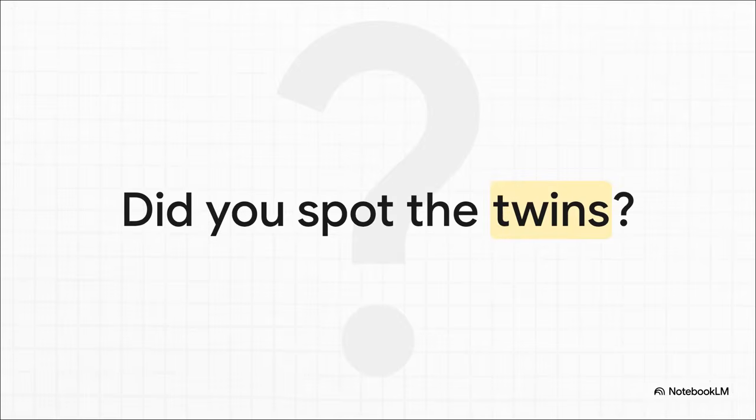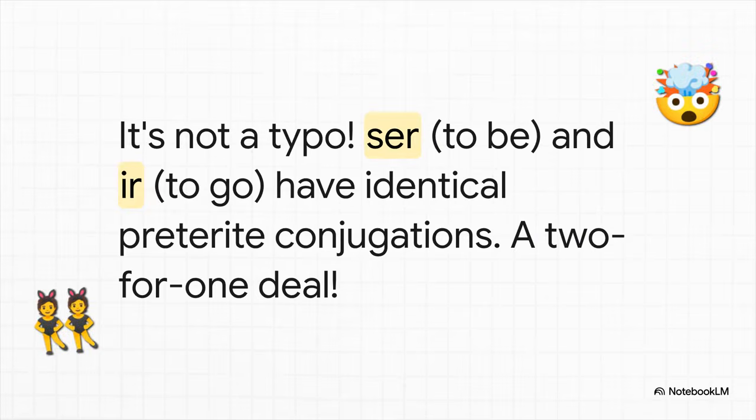So take a really close look at that chart. Does anything jump out at you? Anything that looks identical? That's right. And no, that is not a typo. The verbs ser, to be, and ir, to go, have the exact same conjugations in the preterite. So fui can mean I was or I went, and fue can mean he was or he went. It's this fantastic 2-for-1 deal. You memorize one set of endings, and you've just mastered 2 of the most crucial verbs in Spanish. The context will always make the meaning clear.